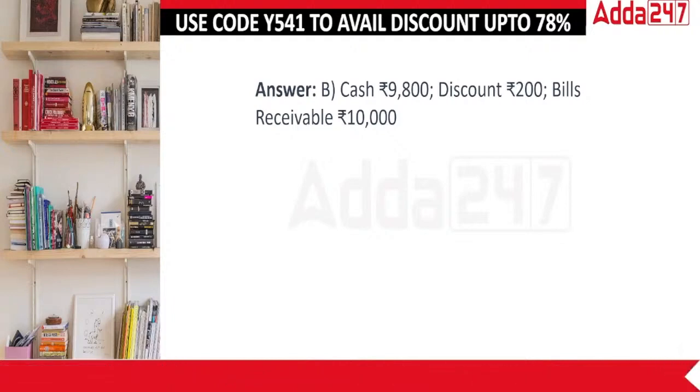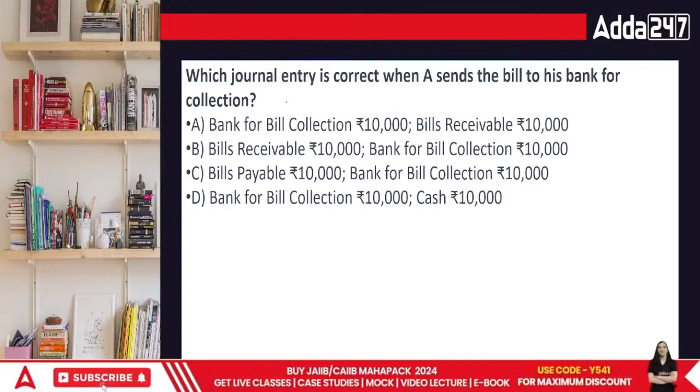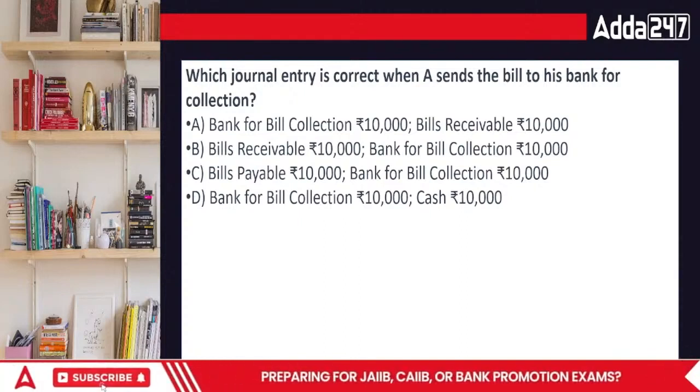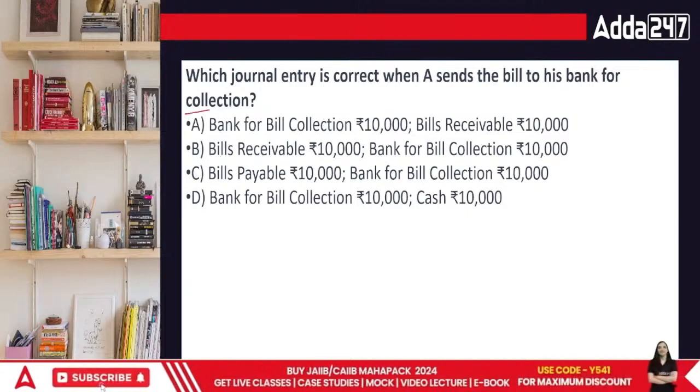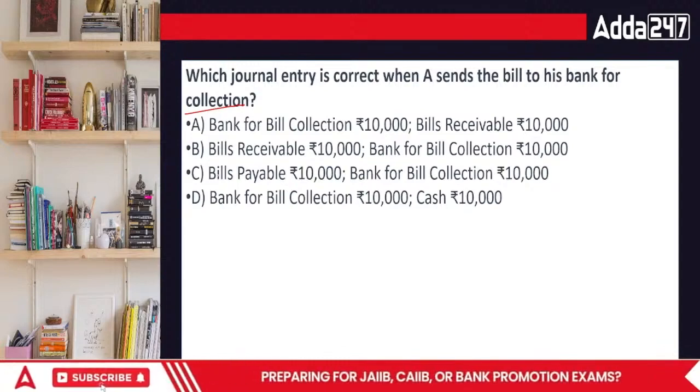So now let's move on to the next question. The next question says: which journal entry is correct when A sends the bill to the bank for collection? Bank for collection means I am holding the bill. I'm not selling it to the bank, but I'm asking it to deposit the money on my behalf. Bank collection is basically to deposit the money on behalf of someone else, so it is going to their accounts only.